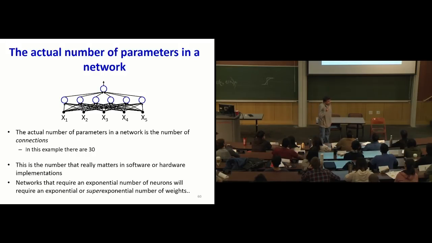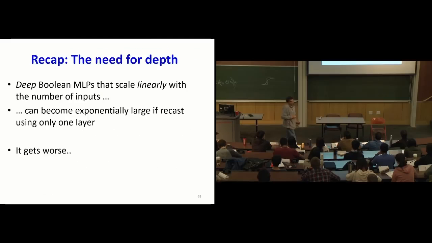Now, I've been talking about neurons. You should really be talking about the number of connections, because the actual number of parameters is the number of connections. And in this example, there are 30. This is the number that really matters in software or hardware implementations. And networks that require an exponential number of neurons can require a super exponential number of connections, because you have an exponential times an exponential, right, in the worst case. So deep Boolean MLPs that scale linearly with the number of inputs can become exponentially large if recast using one layer, only one layer, even a fixed number of layers.